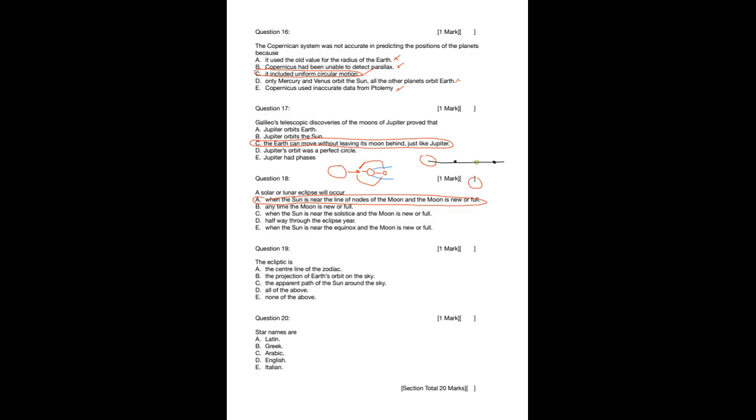So yes, you are correct. The correct answer is D, because the zodiac is the center line, the zodiac ecliptic. The projection of Earth's orbit on the sky is in the ecliptic, and the apparent path of the sun around the sky is also in the ecliptic. Does that answer the question? Everyone happy?